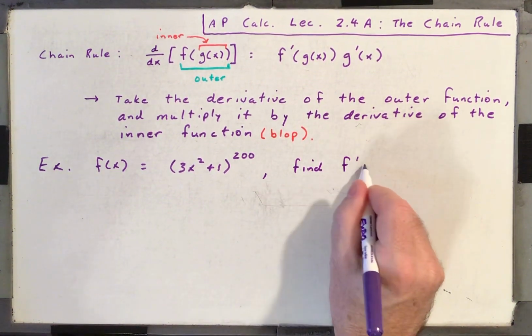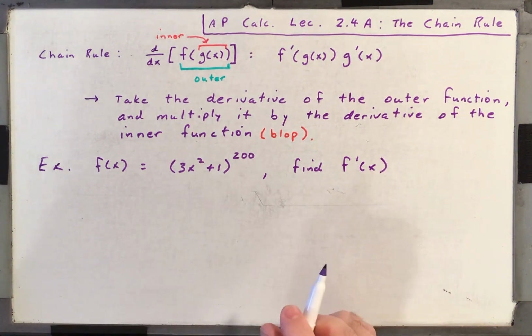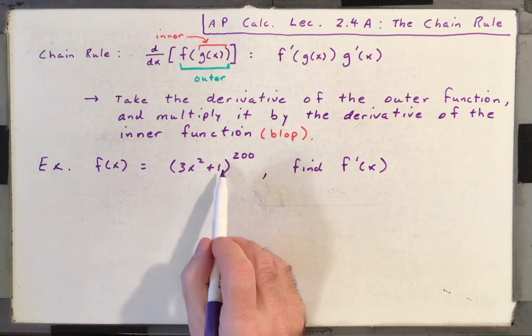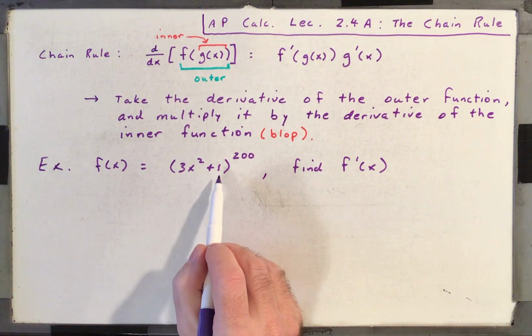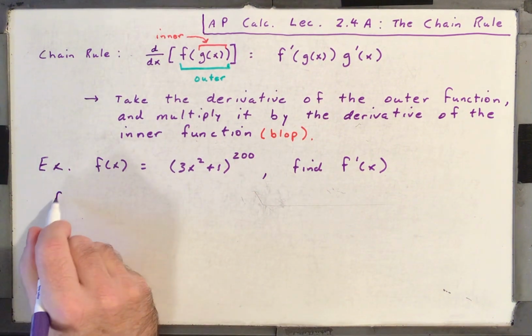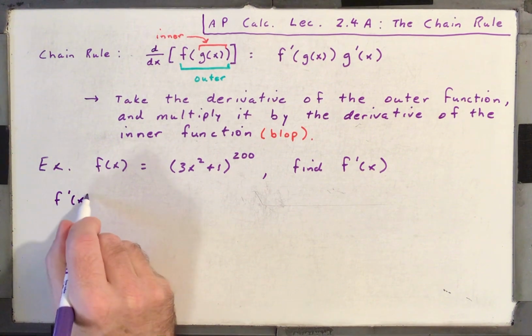We want to find f prime of x. Now, using the product rule, or the power rule, this would basically be impossible. You'd have to write that out 200 times and multiply it all. Just horrible. But using the chain rule, it's super easy.